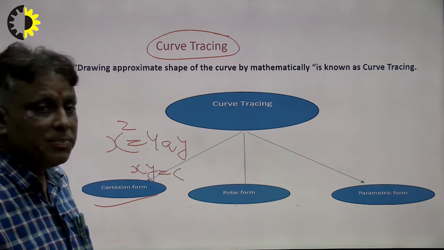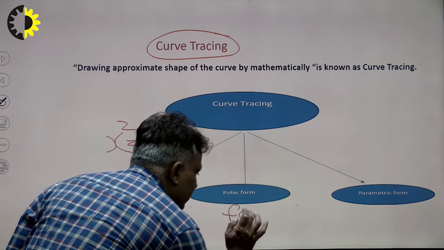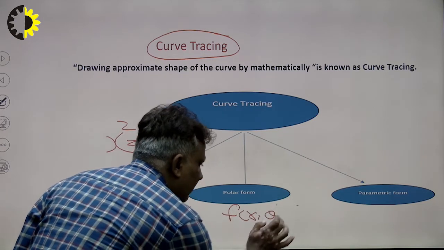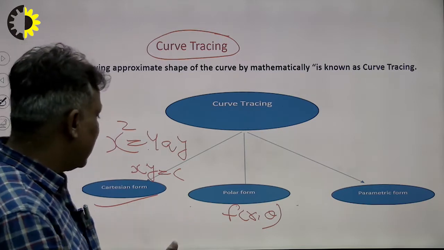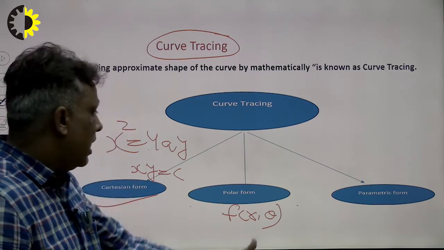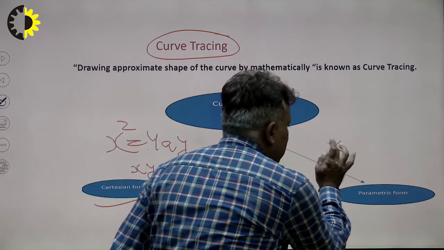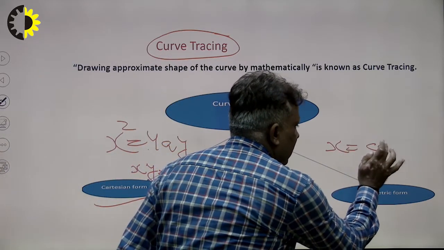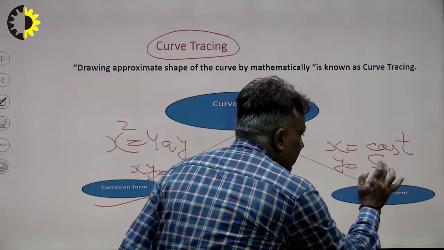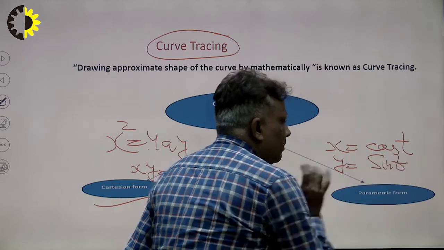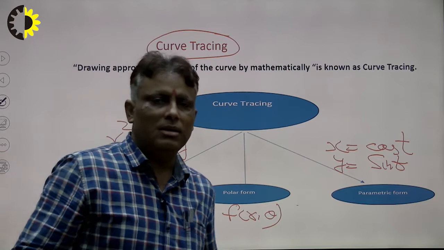Now another form is the polar form. What is the polar form? If a function is in the form of r and theta, as students studying at the 12th level know, that is known as the polar form. If a curve contains r and theta, it will be the polar form. Another is the parametric form. Suppose x is equal to cos t and y is equal to sin t. Clear? That is known as the parametric form in t. In the place of t there may be theta or another variable.